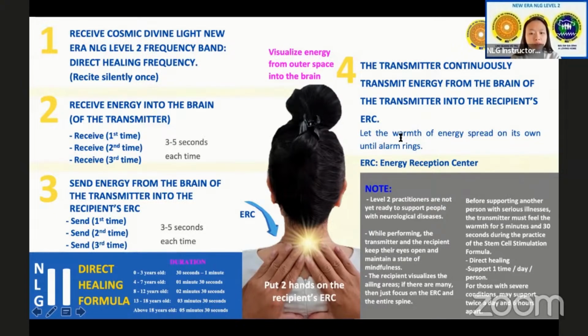But for people outside of your family, regardless of the situation, could be a friend, a colleague, a neighbor, etc., you need to ask them first. You need to inform them about this before you transmit energy to them. So there's no exception for the people outside of your family.